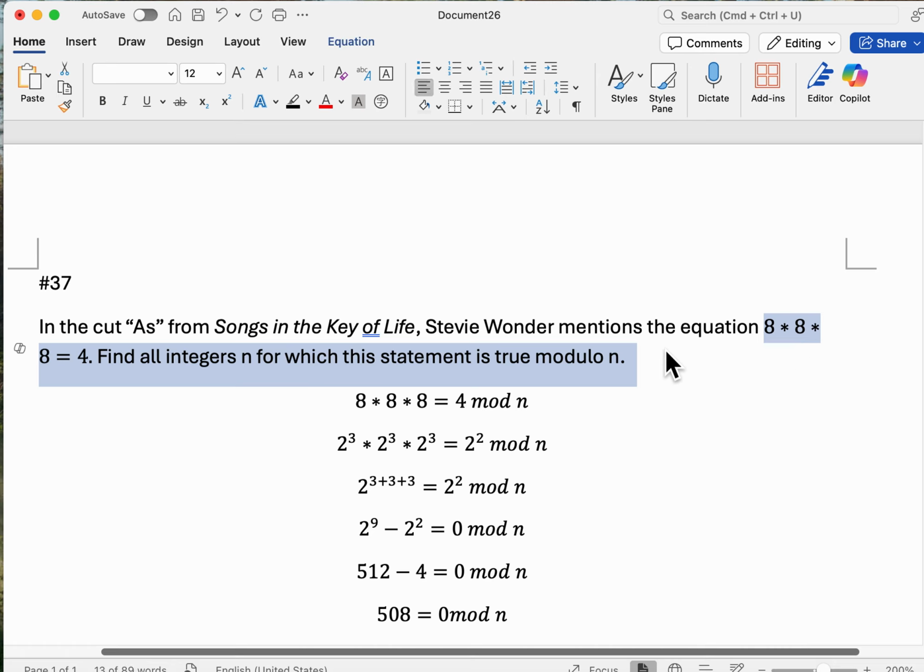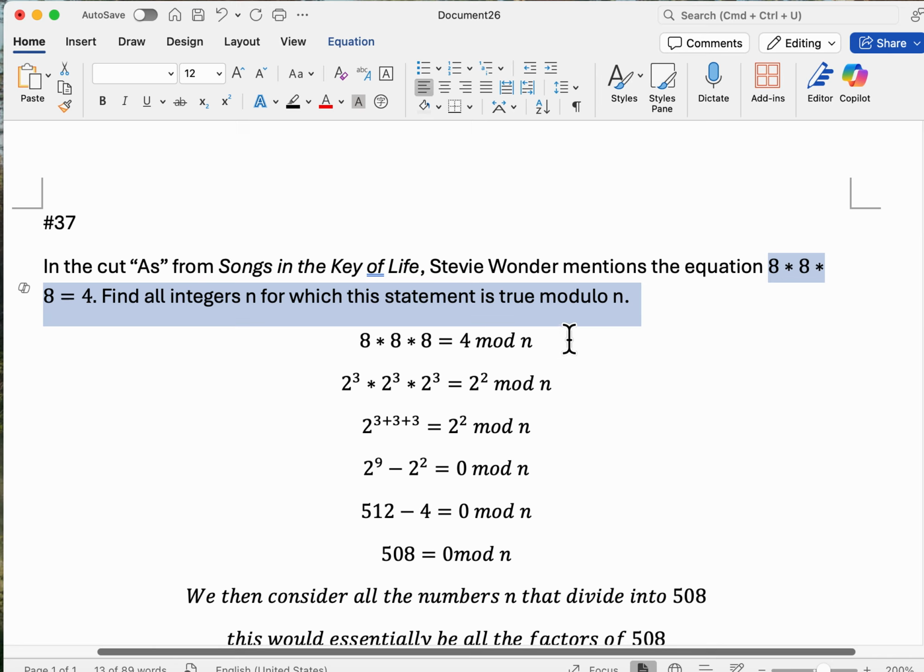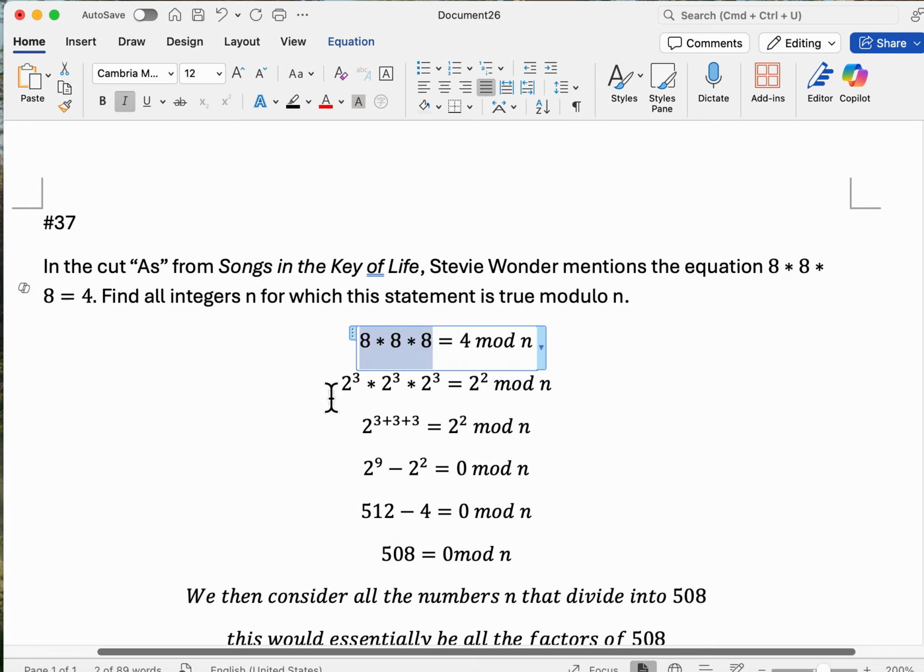And we're going to show for what integers n this statement is true modulo n. Remember, it's a congruence, not an identity or an equation. So, the best thing to do is to just go and prime factorize the thing. 8 can be expressed as 2 to the 3rd power, and there are 3 copies of them. So you can just add the 3 times over here, and 4 is 2 squared if you prime factorize it.